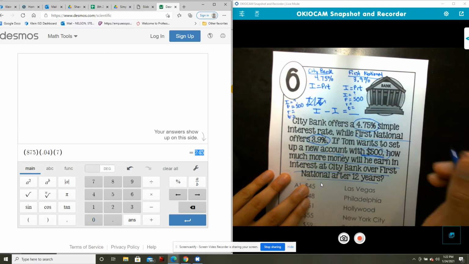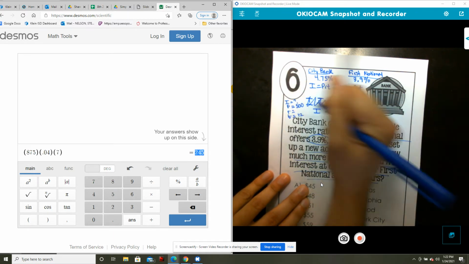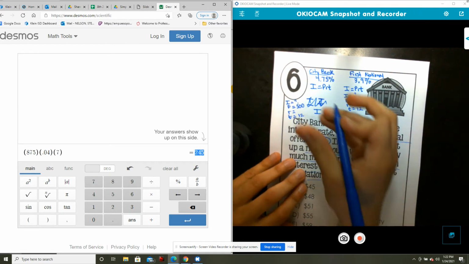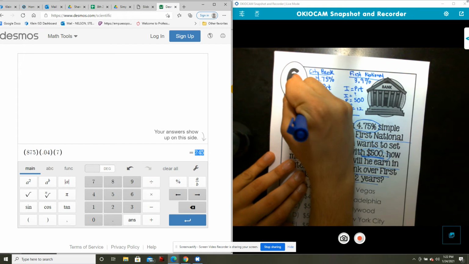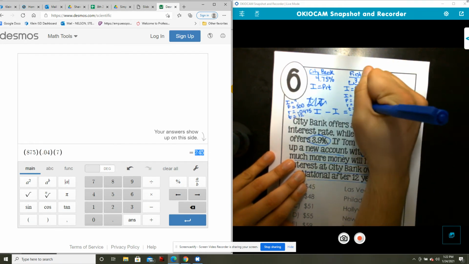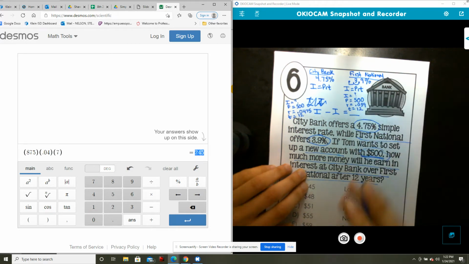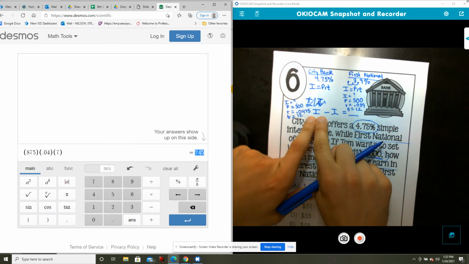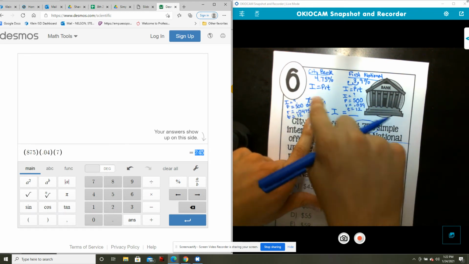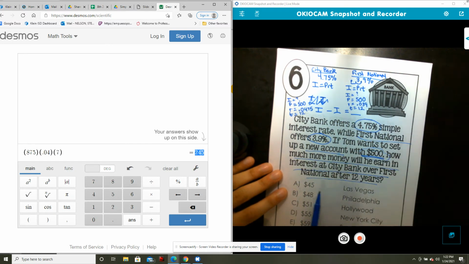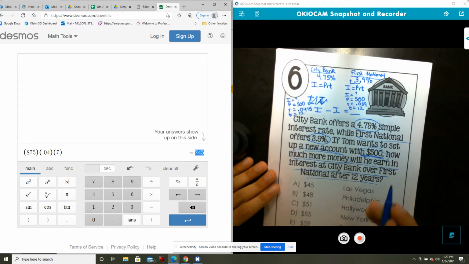12 years. So this is going to be 12, and this is going to be 12, and then you use the interest rates. So the rate is 0.0475 over here, moving 2 decimal points, and 0.039. So you're going to find interest here, find interest here, and just like I said, you're going to take the interest that you get, the I that you get from here, and then subtract the interest that you get from First National. And then that's going to be how much more money the difference is.